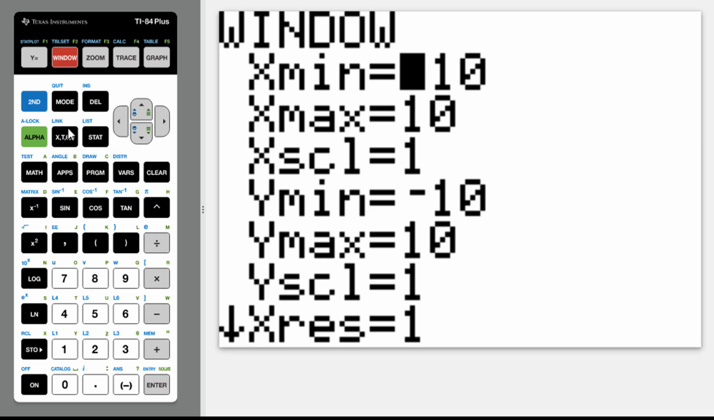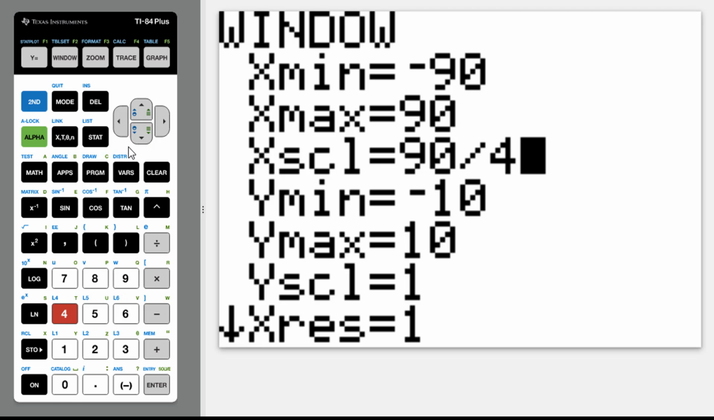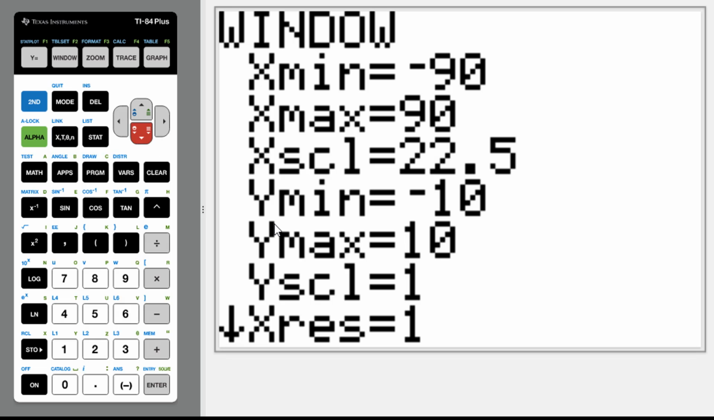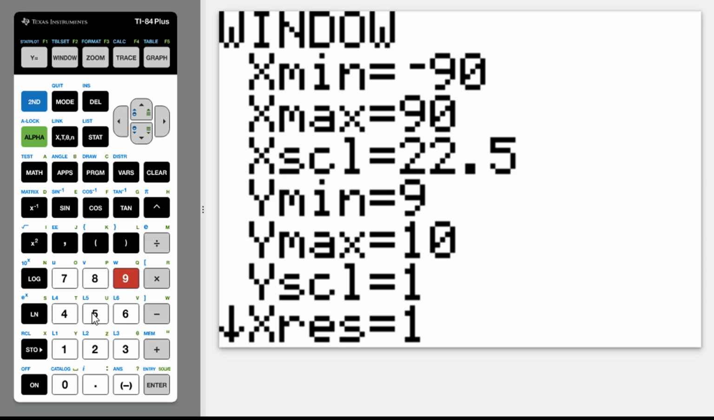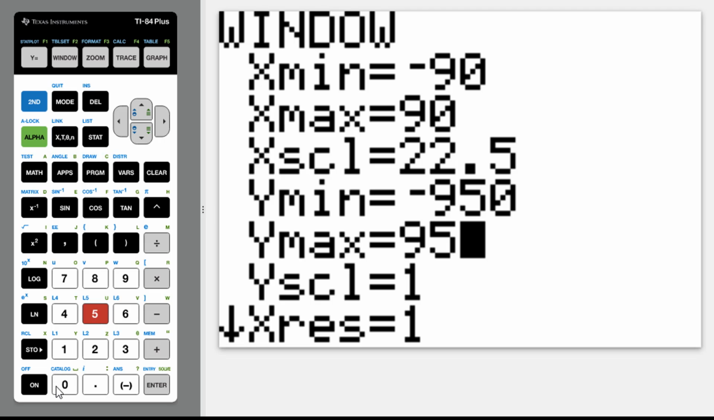Then go to window. Your x minimum will be negative 90. That is the period. Maximum will be 90. Scale will be 90 divided by 4. And y minimum, you will get negative 950. Maximum is 950. Scale, let's do 100. Then go to graph.